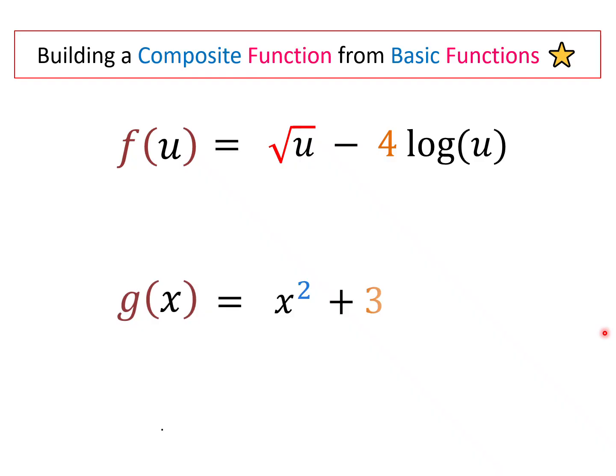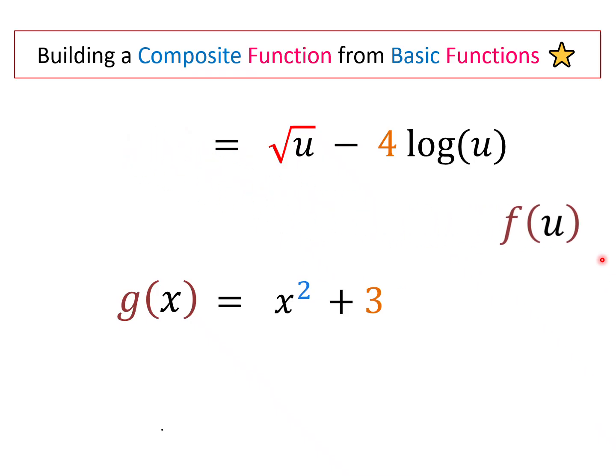Again g of x is equal to x square plus 3, which is also a basic expression. So g of x is a basic function. So here f of u and g of x both are basic functions. Now we'll link these two basic functions to make a composite function. How we are doing it?